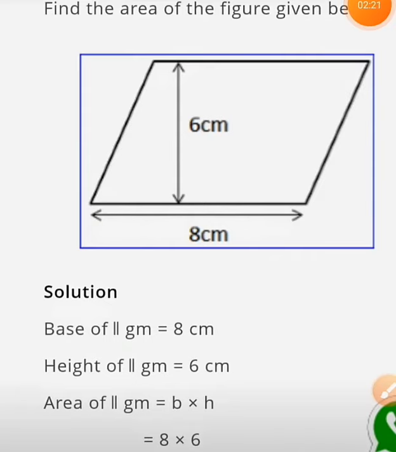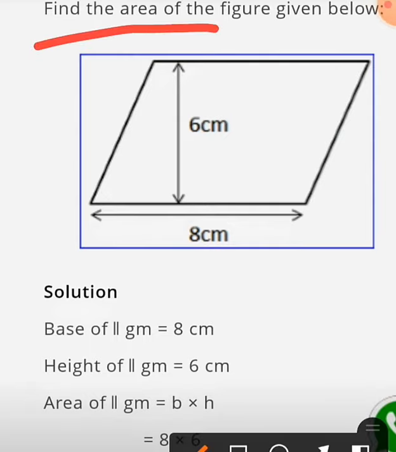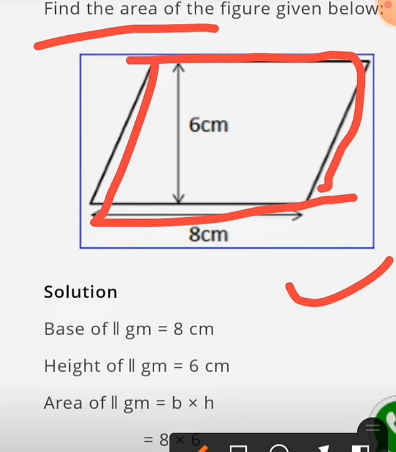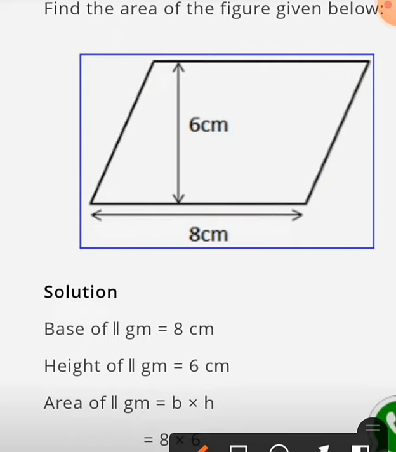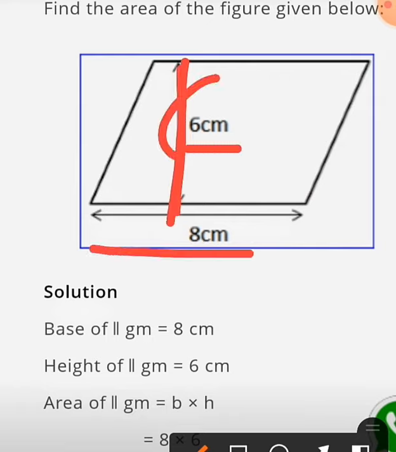Here is one example to understand that. Find the area of the figure given below. So this figure is given to us and we have to find out the area. This figure is a parallelogram. If you see carefully, height and base both are given to us. This part which is straight is the height and this is the base. So 6 centimeter is our height and 8 centimeter is our base.